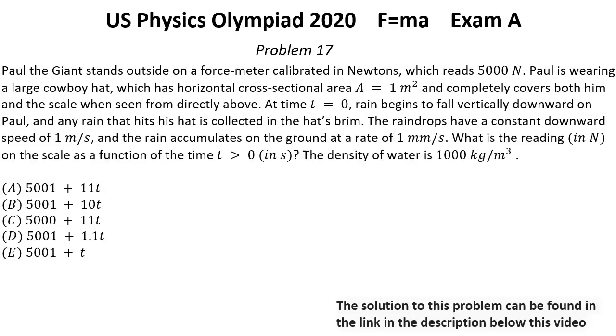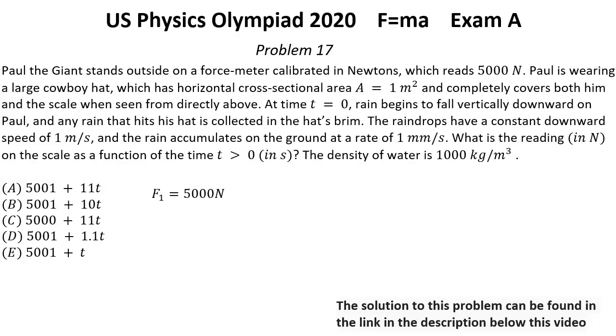Solution for problem number 17. The force on the scale has three components. First, Shrek's weight. Second, the weight of the water collected in the hat. And third, the pressure associated with changing the momentum of the downward falling rain. Component one gives a constant weight of 5000 newtons.